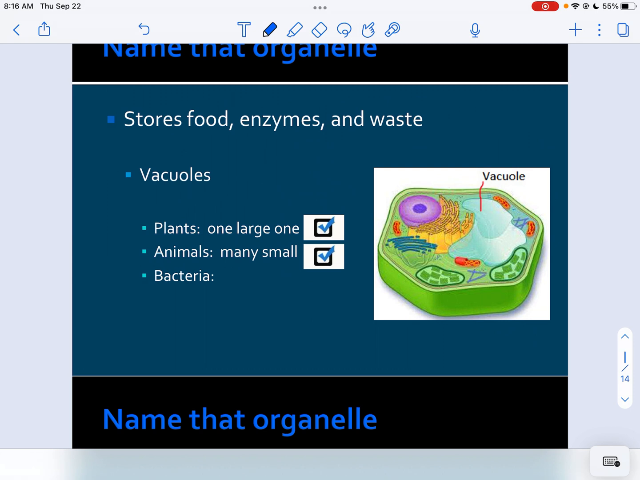We do not have a large central vacuole in our own animal cells. For us, they're usually really, really small, whereas plants have one giant one.